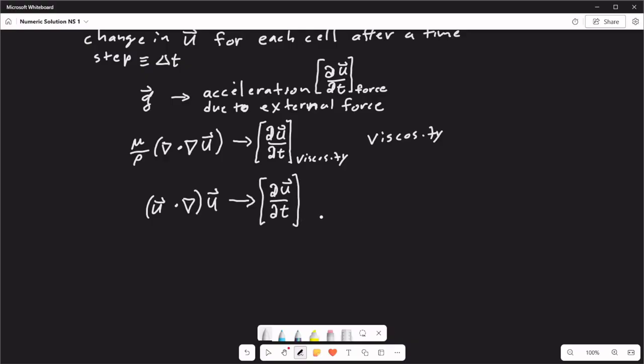And this acceleration is basically the advection. So this term again causes a change in the velocity field on each time step, but this term is computing the change due to the advection, which is basically the fluid moving through the cells, which will be covered in more detail later on.